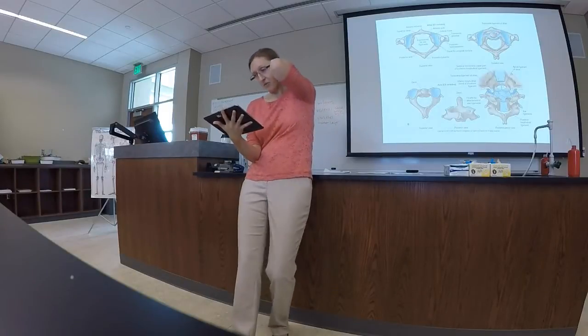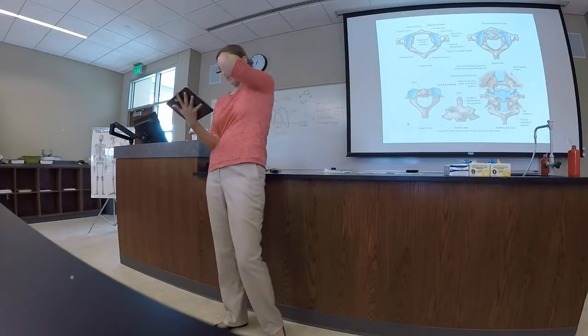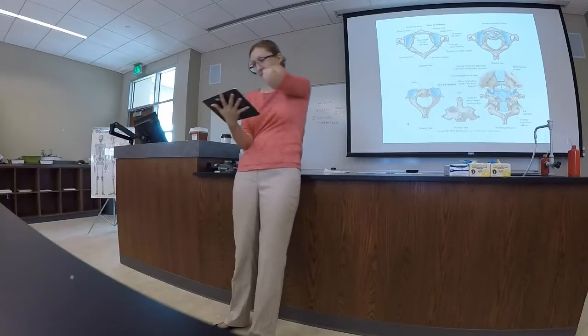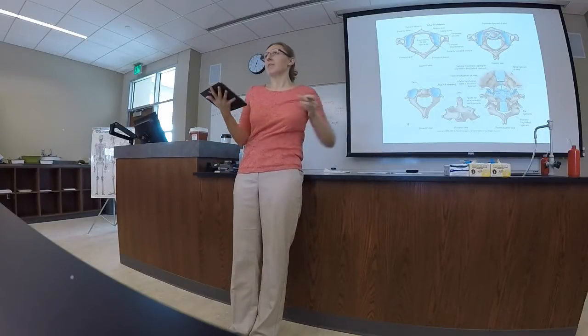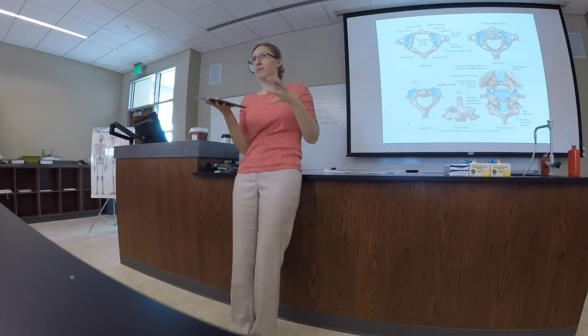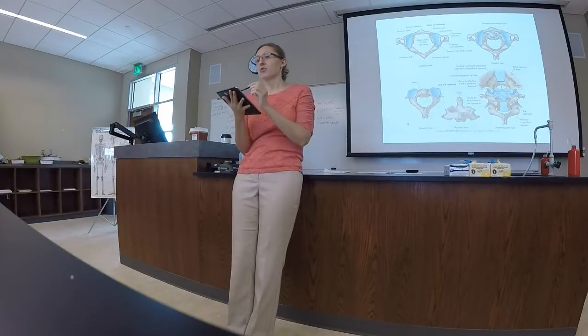So a couple of exceptions to the cervical vertebrae are the atlas and the axis, so C1 and C2. And they are specially shaped in order to optimally perform their function. So C1 vertebra, atlas, what is its function?